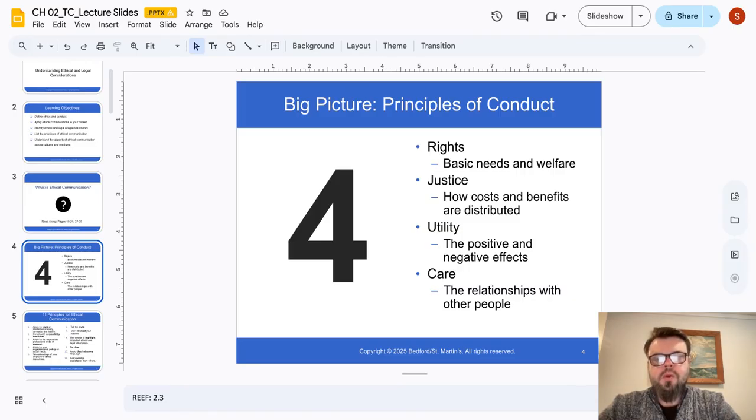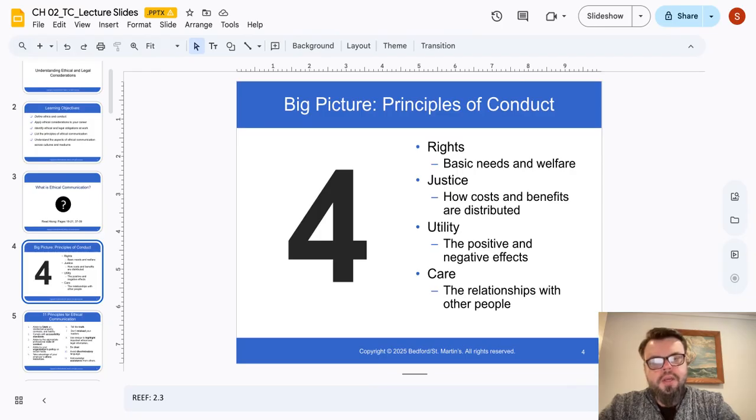care. The rights standard focuses on basic needs and entitlements, things like the right to accurate information or a reasonably safe product. The justice standard asks whether benefits and burdens are distributed fairly. The utility standard looks at consequences: who benefits, who is harmed, and whether an action creates more good than harm overall. And the care standard emphasizes relationships and responsibilities, especially to people we are closely connected to.